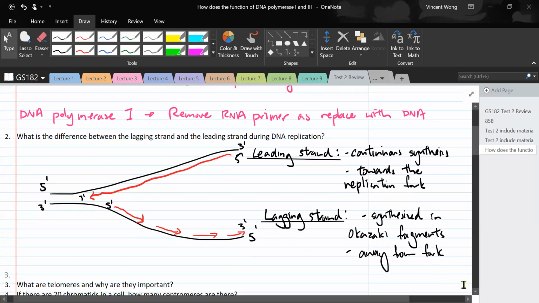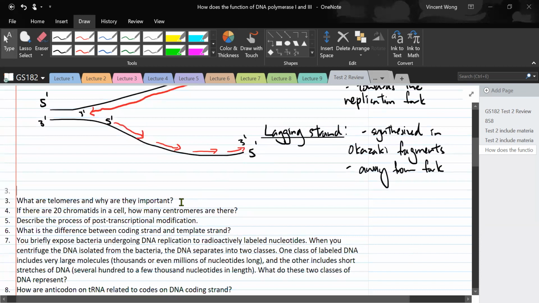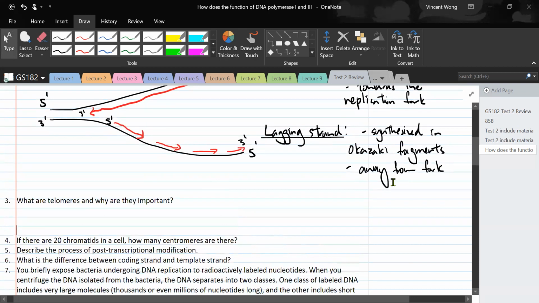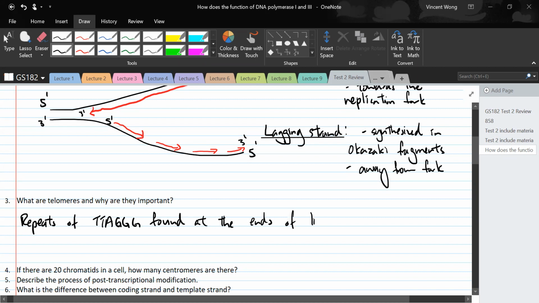Okay, next, what do we have next? We have: what are telomeres and why are they important? Telomeres are repeats of TTAGGG found at the ends of linear chromosomes.